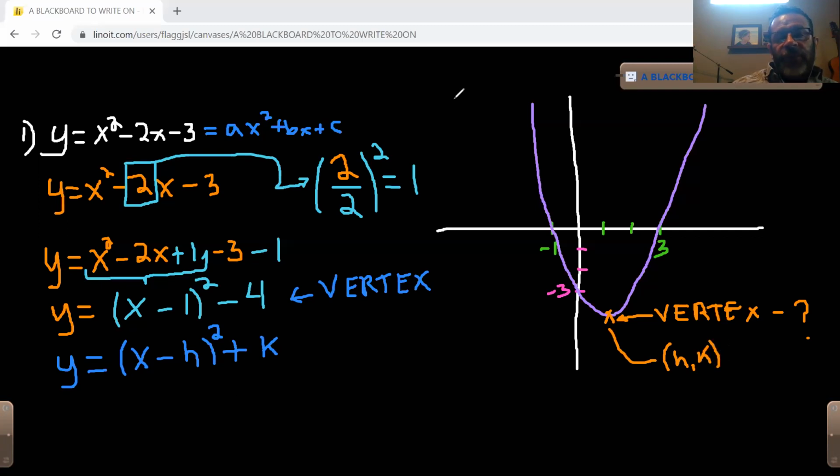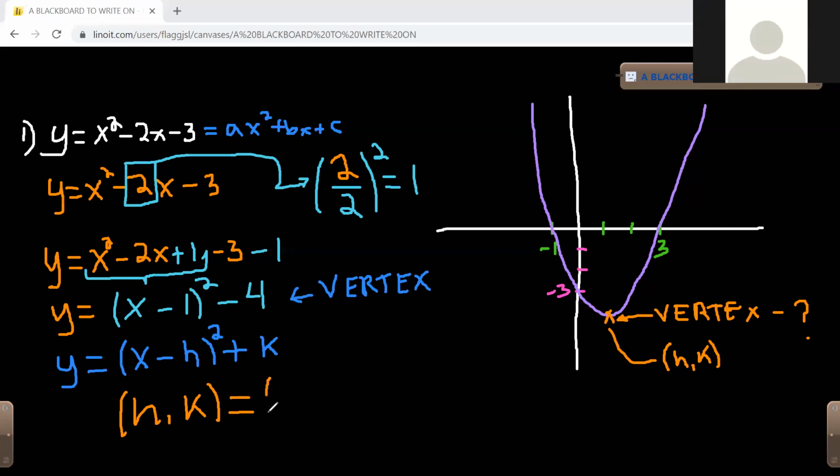So if I look at the vertex representation, which is this one here, and I look at what I obtained up here, can somebody tell me what are the values of h and k? And it's very important to look at the signs, okay? What are the values of h and k? If I look at this expression here, and then I look at what I obtained up here, what's the value of h? -1. -1. Nope.